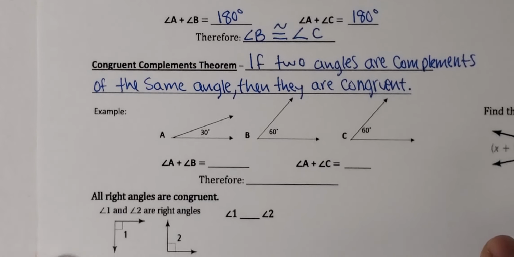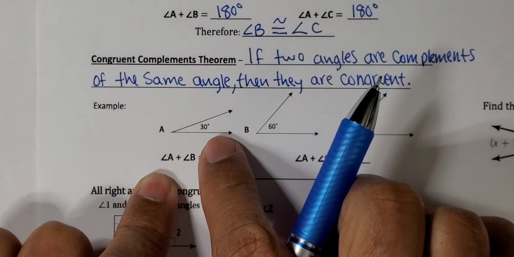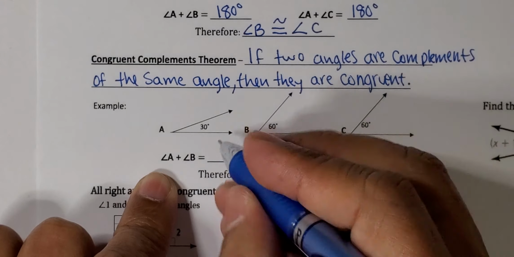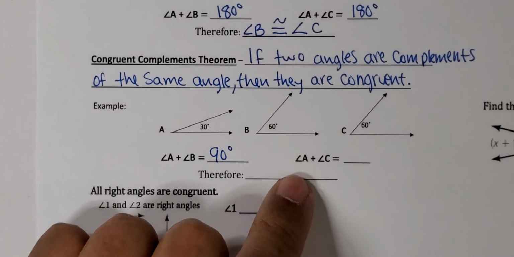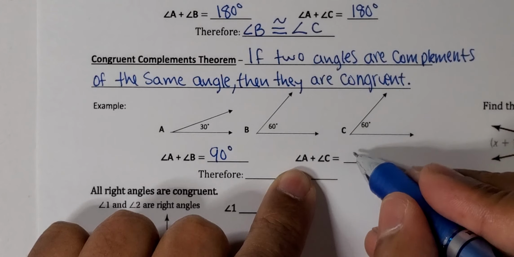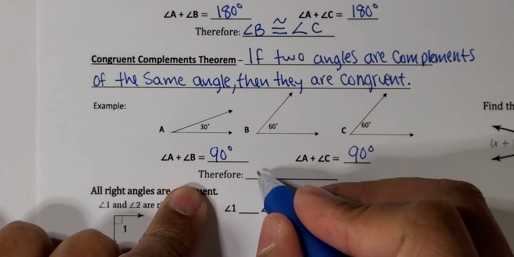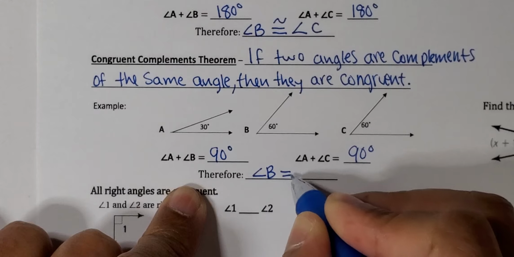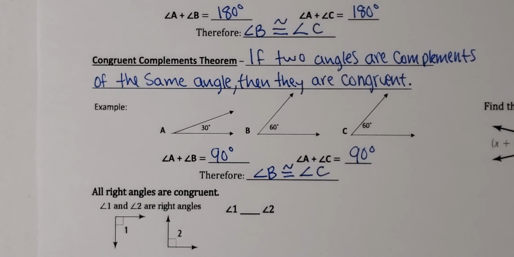Okay, so let's look at this example here. Angle A, angle B, and angle C. Angle A has a measure of 30 degrees, angle B has a measure of 60. So if we add angle A and angle B, they add up to 90 degrees. So that means those two angles are complementary. And if we look at angle A and angle C, they also add up to 90 degrees, which means they are complementary. So then by this theorem, we can say that angle B is congruent to angle C. Okay, so that's an example of those theorems.